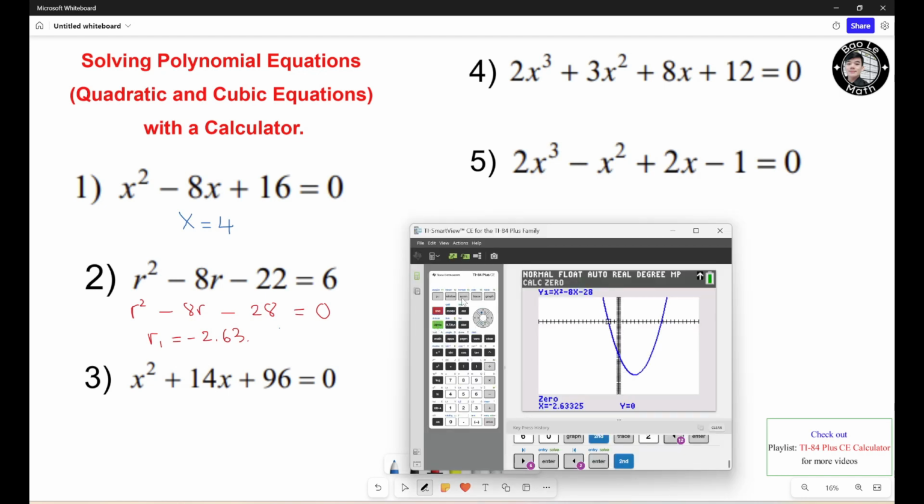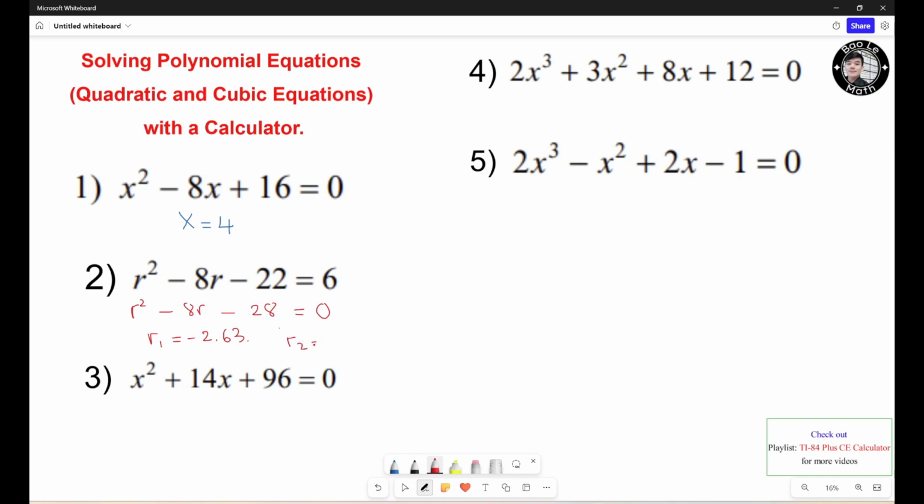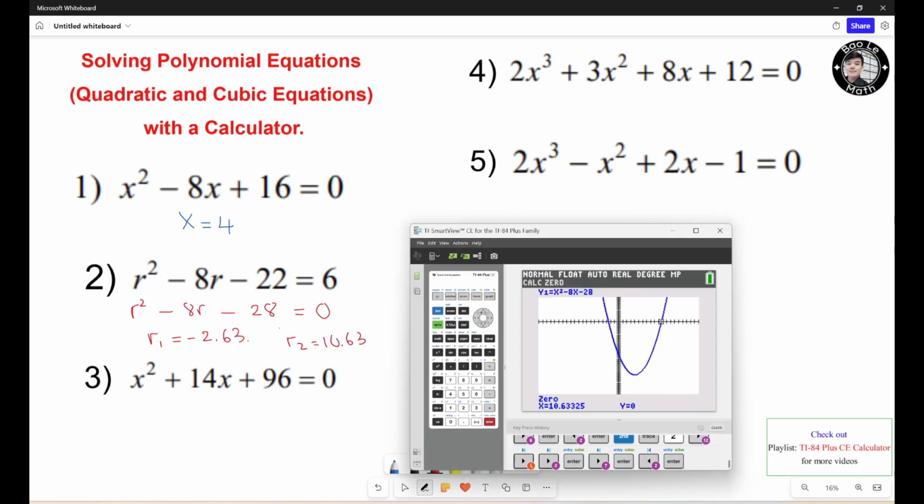Alright, now let's move on to the second zero. You hit second, trace again. Hit number 2. Now go to the right to find the zero. Now leave your cursor on the left of zero. So hit enter. Move your cursor to the right of zero. Hit enter. Move your cursor to the middle. Hit enter. And the second solution should be 10.63. So x2 equals 10.63.